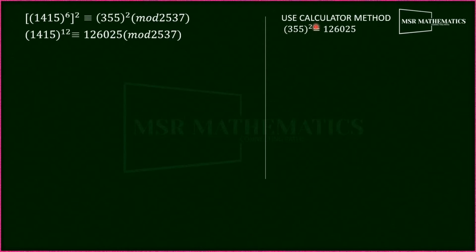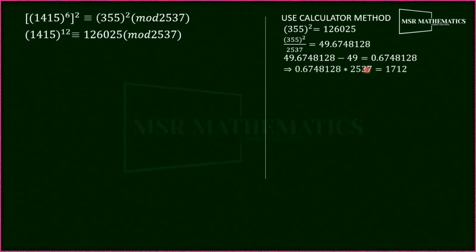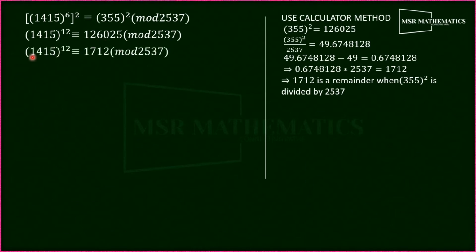Next step, we have to divide this value by 2537, that is the n value. We get 49.6748128. Next step, we subtract 49 from this value. We get 0.6748128. Next we have to multiply this value by 2537. We get a value of 1712. So we can conclude that 1712 is the remainder when 355 square is divided by 2537. So in the place of this we can write 1712. Therefore, we can conclude that 1415 power 12 is congruent to 1712 under modulo 2537.